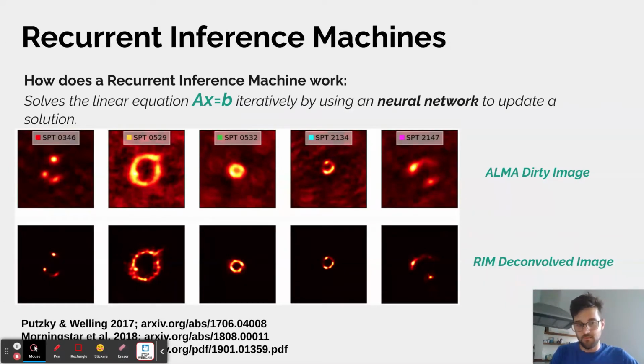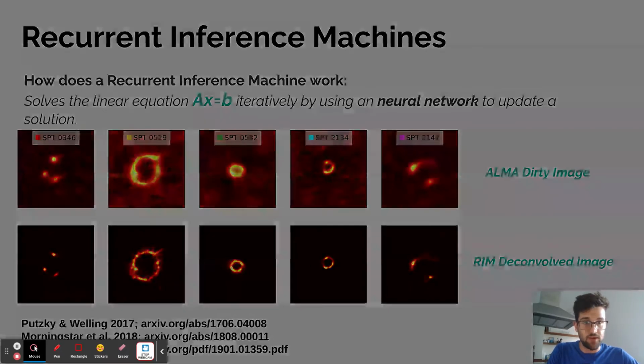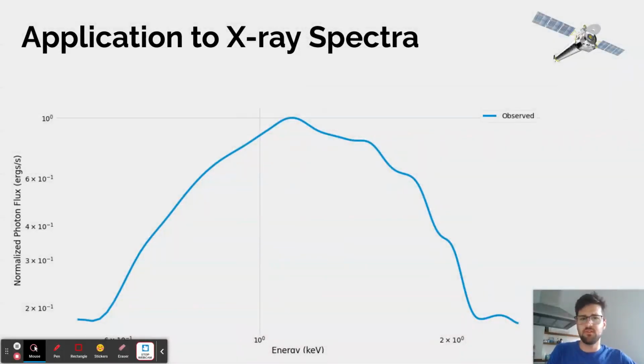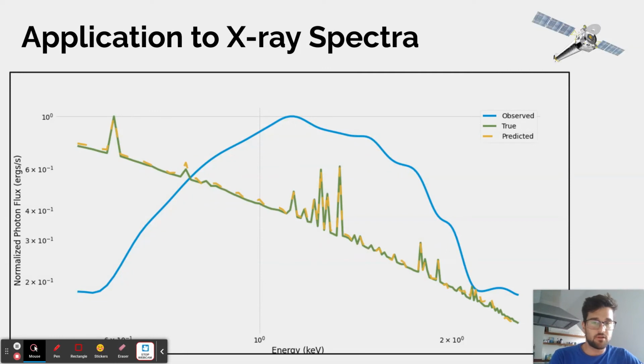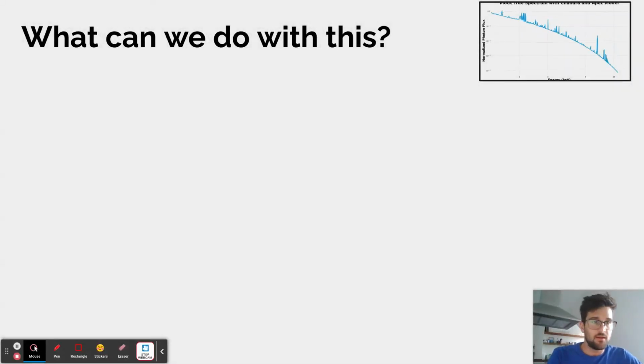So we decided, well, this is the beautiful 2D analog to our problem, so why don't we give it a go? Just to remind you, this is what the X-ray spectrum would look like. Keep in mind we have the response matrix, and what we'd like to do is recover this green curve using our recurrent inference machine. So how does this work? This is an example from the test set. In the yellow dashed curve, you see the reconstructed spectrum using our recurrent inference machine. You can see it does a really good job at recovering the spectrum. Of course, this is just one example from our test set. I'll show you some more examples.